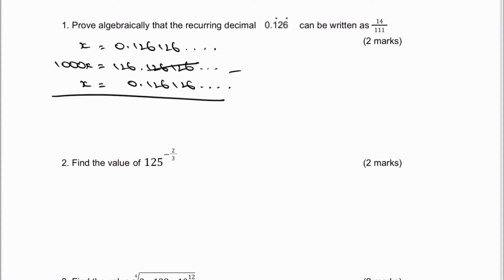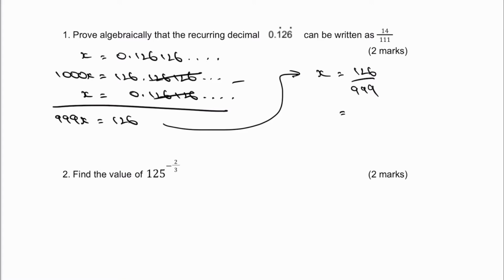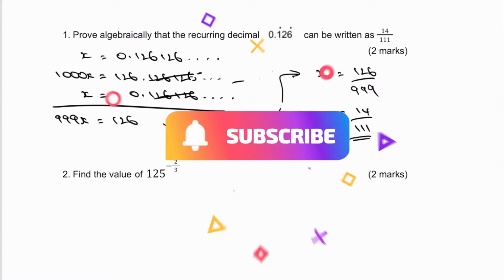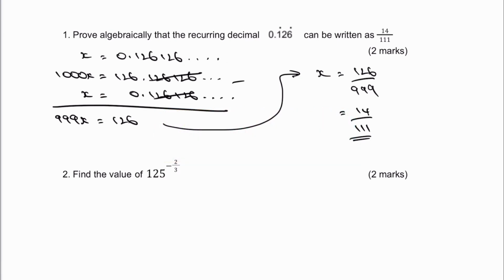So therefore 126 all goes. What I actually get left with is 999x, which equals 126. Now it's just a case then of manipulating that. So if I divide both sides by 999, what I end up with is x equals 126 over 999, and I can simplify that to 14 over 111, which is the answer to this particular question. Okay, hopefully that's okay for you. Please do work through that by stopping the video and having a go at each of these questions.